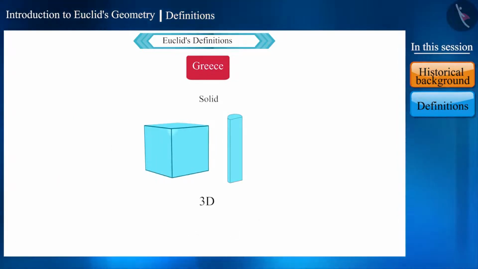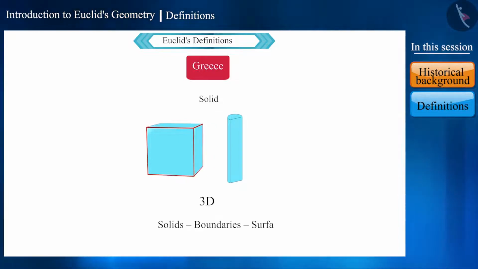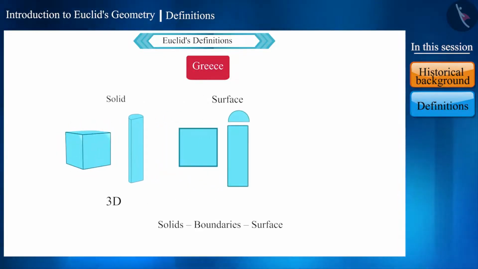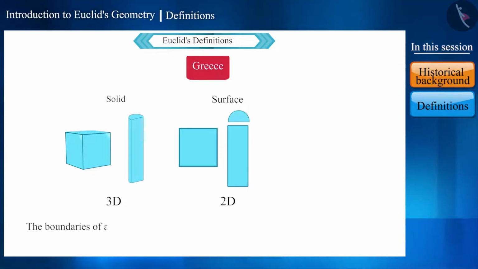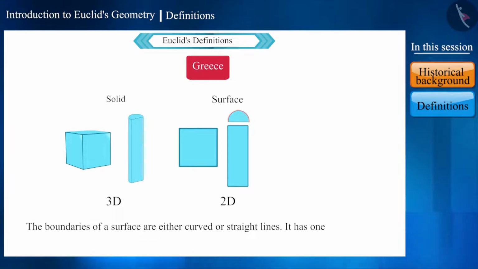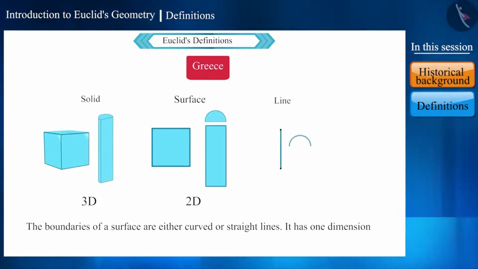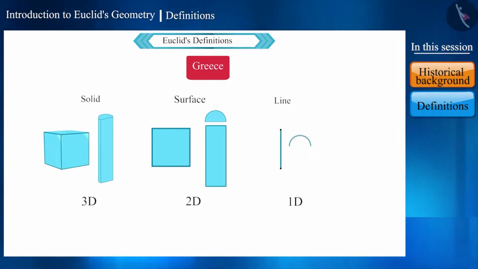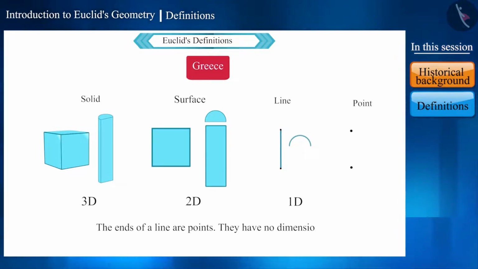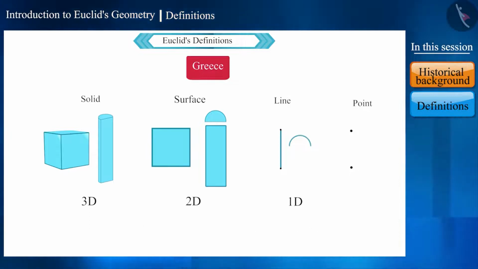Friends, its boundaries are called plane or surface. A surface has 2 dimensions and it has no thickness, and the boundaries of a surface are either curved or straight lines, and it has 1 dimension, that is, it is 1-dimensional. The ends of these lines are points, and they have no dimension.